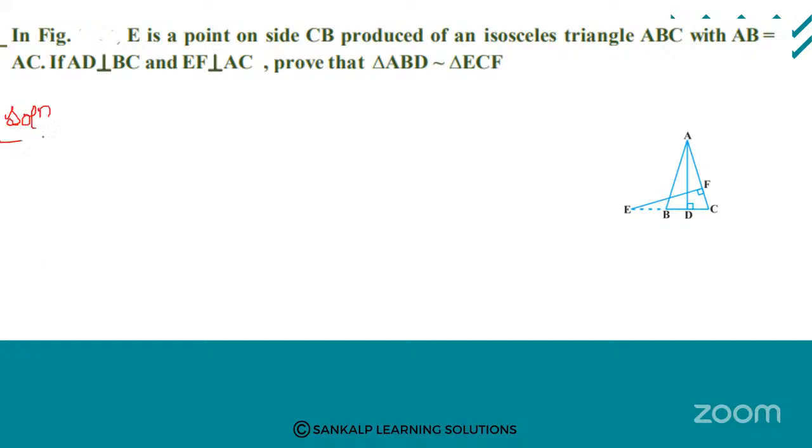Solution. ABC is an isosceles triangle, right? Isosceles triangle. Yes. ABC is an isosceles triangle. Next, in an isosceles triangle, two sides are equal. That means AB is equal to AC. Two sides are equal in an isosceles triangle. Okay. AB is equal to AC.